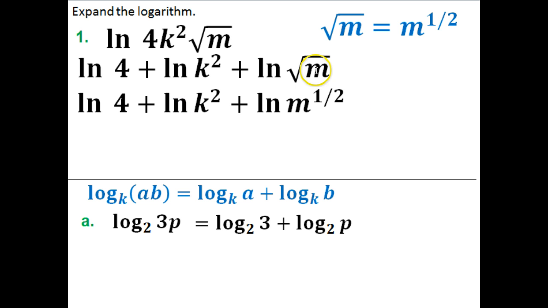These two are equivalent here. I wrote this one as an exponent only because of our next step. Our next step states that if we have an exponent here, the way that we expand it is to move it out into the front.